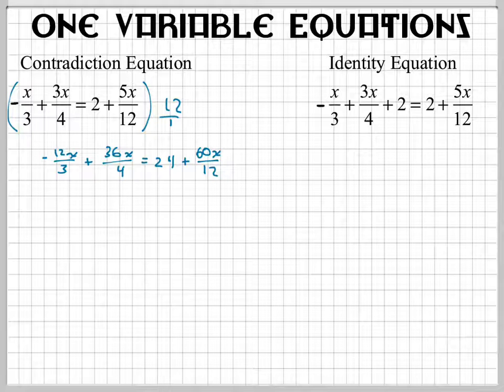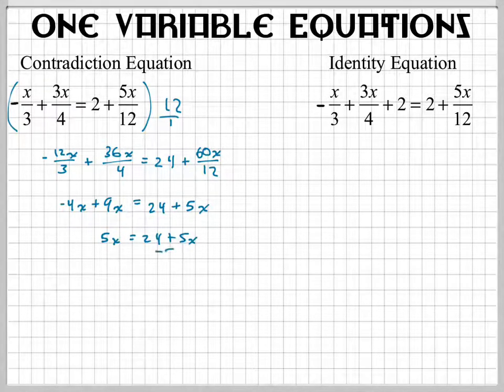Now I simplify everything. When I simplify this one, what do I get? What's negative 12 divided by 3? Negative 4. And then I get 12x. No, that's not 12. That's 9x equals 24 plus 5x. I simplify the left side, I get 5x equals 24 plus 5x.